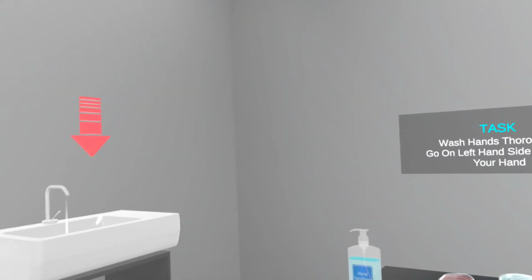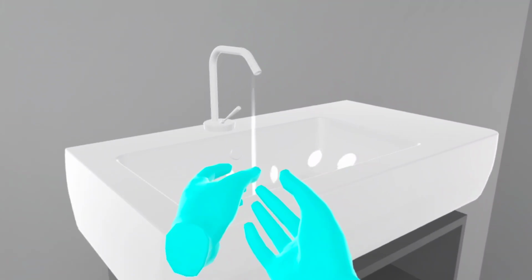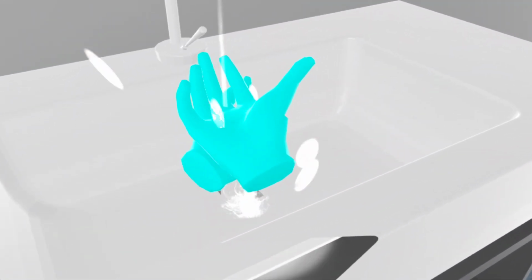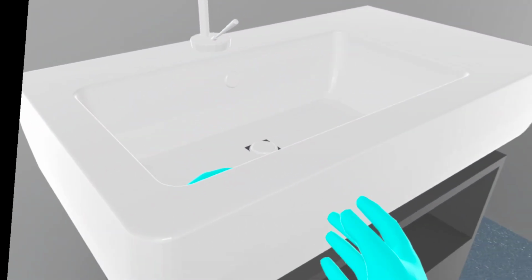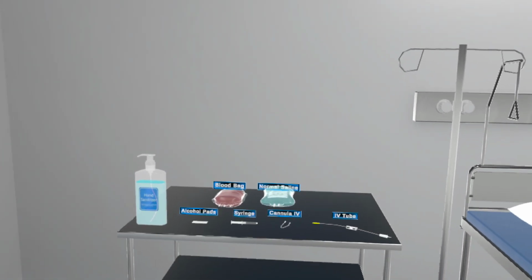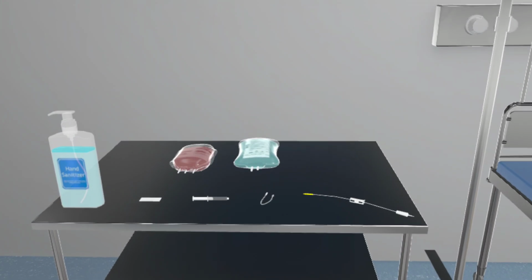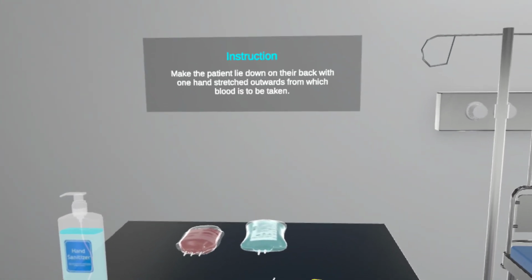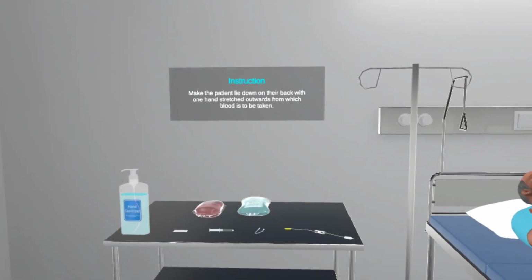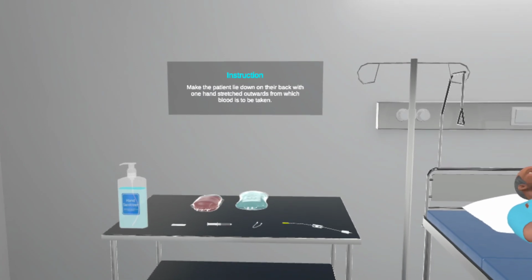Wash hands thoroughly. For the blood transfusion procedure, you'll have to prepare all the necessary equipment. Make the patient lie down on their back with one hand stretched outwards from which blood is to be taken.